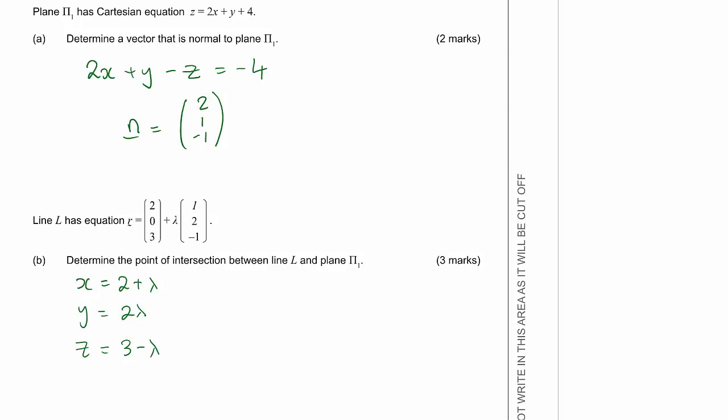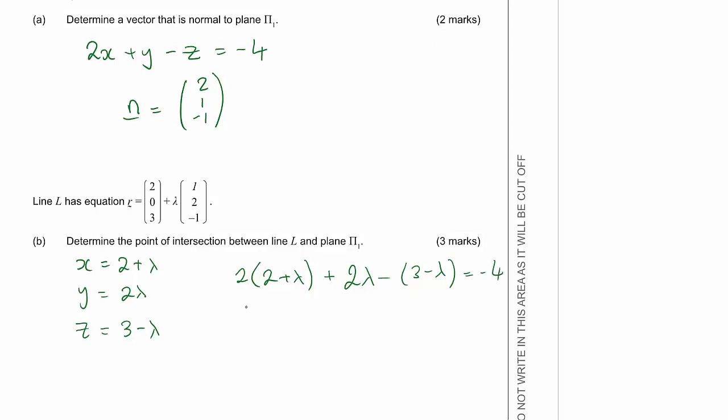So we get twice 2 plus lambda, plus 2 lambda, take away 3 take away lambda, is equal to -4. You could solve that just on the CAS now, but it's pretty easy anyway. 4 plus 2 lambda plus 2 lambda, take away 3 plus lambda is -4. So how many lambdas do I have here? I've got 5 lambdas, and I've got +1.